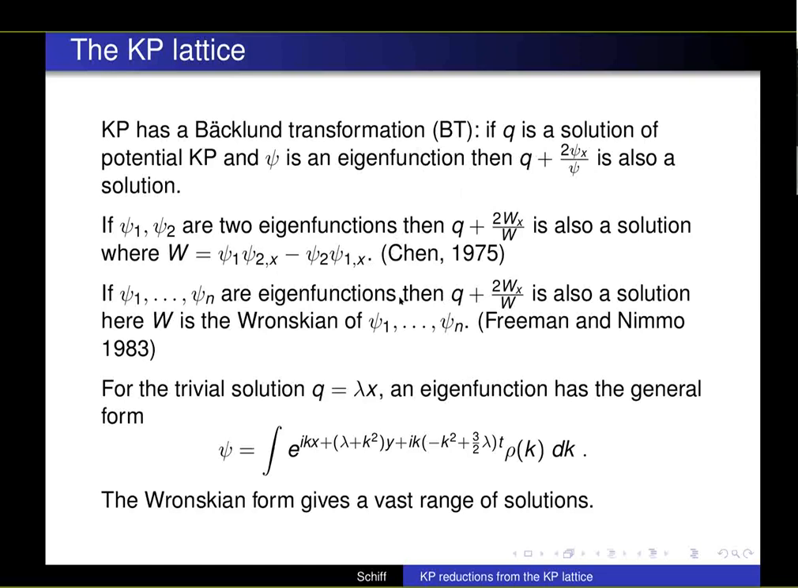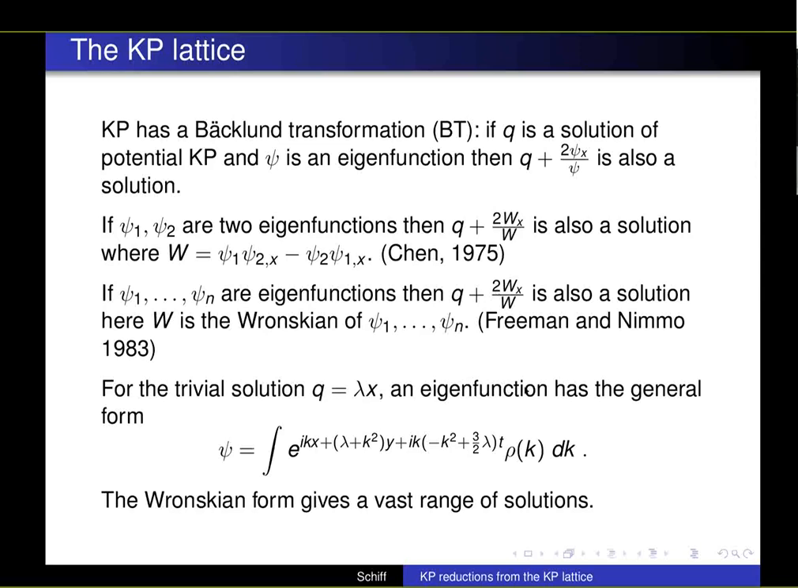A much more extensive result of this kind was proved by, I believe, Freeman and Nimmo for the first time in 1983: that if you have n eigenfunctions associated with a solution, then you can take Q plus 2wx over w, where w is the Wronskian, and you still have a solution. There are many proofs of this available. Now you have to do lots of manipulations with determinants, and it's a lot of fun.